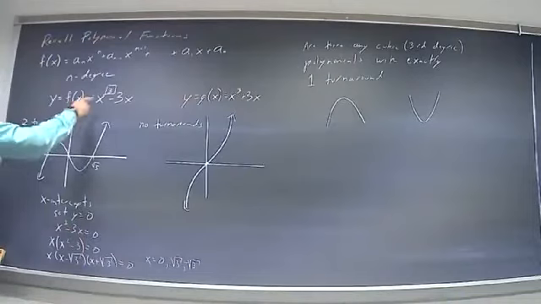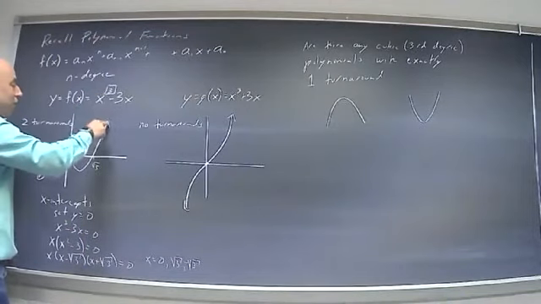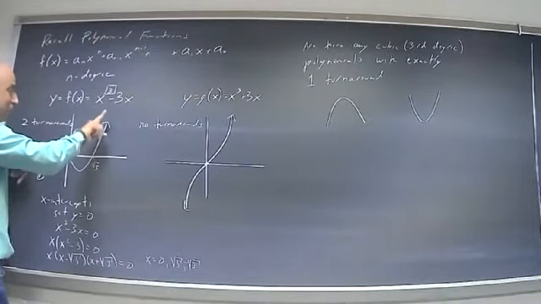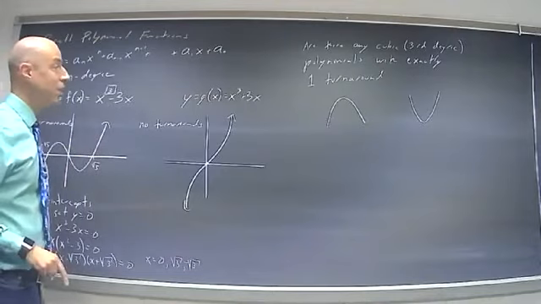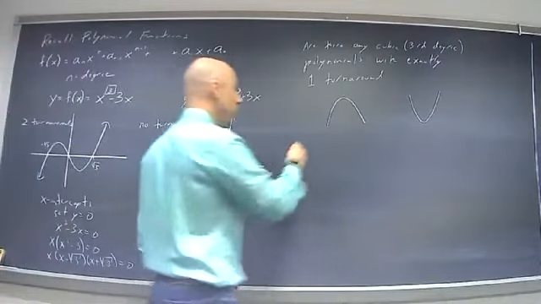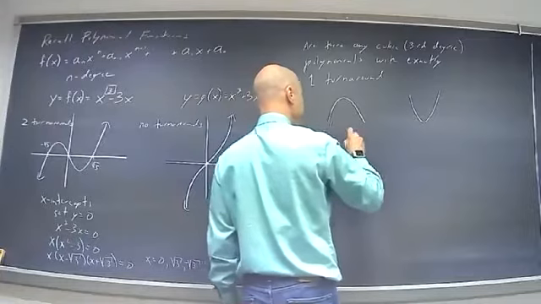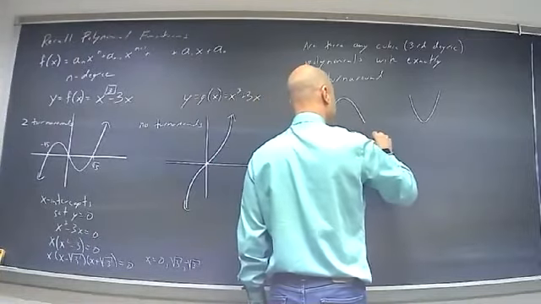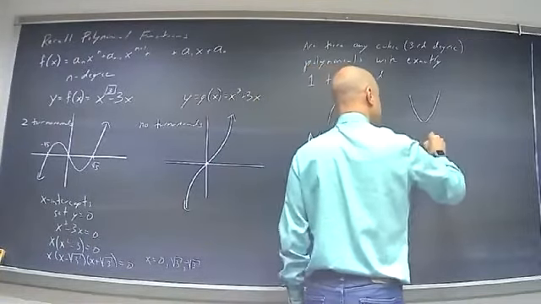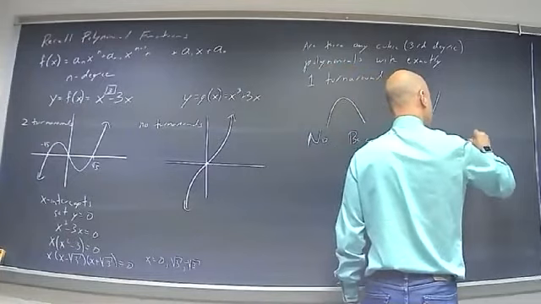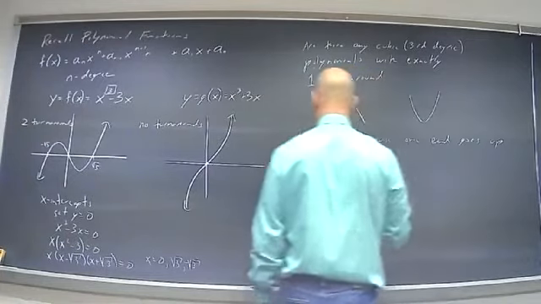But we know that an odd degree polynomial has ends that go in the opposite direction. One end goes up and the other end goes down. So the answer is no, because one end goes up and the other down.